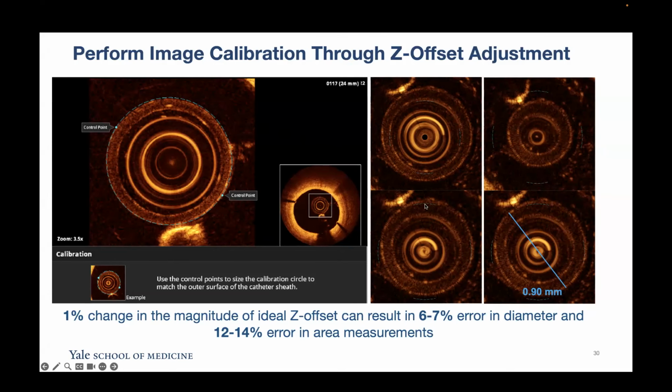Just be mindful that sometimes you have to be a little bit inside here, a little bit outside, so it makes it proportional. It's not going to be centered. You cannot move those blue markers, so depending on where the catheter is in the vessel, you're going to be here. If you have any doubt, just measure the catheter outer sheath to outer sheath, and this has to be close to 0.9. This is the nominal thickness of the catheter we use. Every 1% change in the magnitude of the ideal calibration can result in 6 to 7% error in diameter and 12 to 14% error in area measurements.